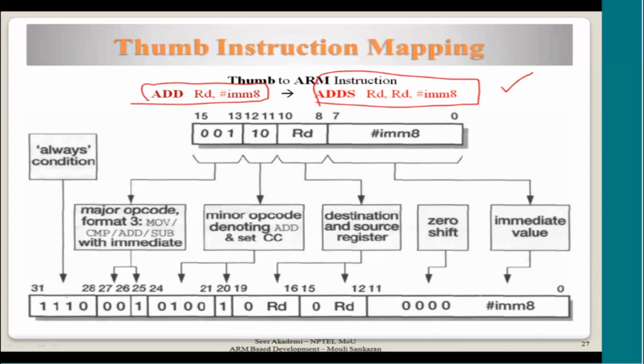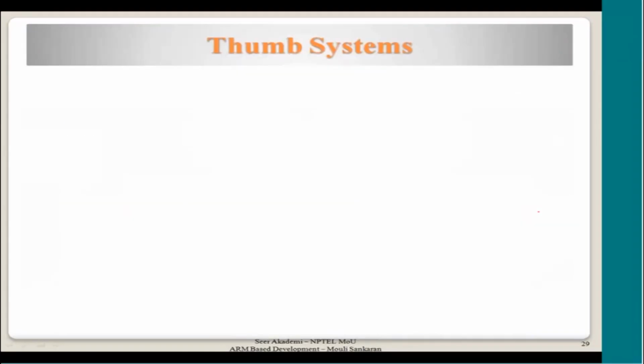And then if you recall, originally in the ARM state 12 bits are reserved for the immediate constant. Now since we are only reserving 8 bits in the thumb state, the remaining will be filled with 0. Okay. So that's all. This is how it is expanded.